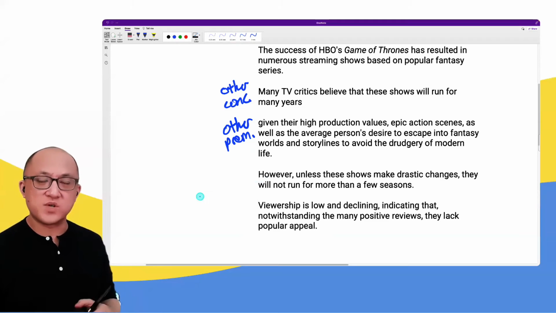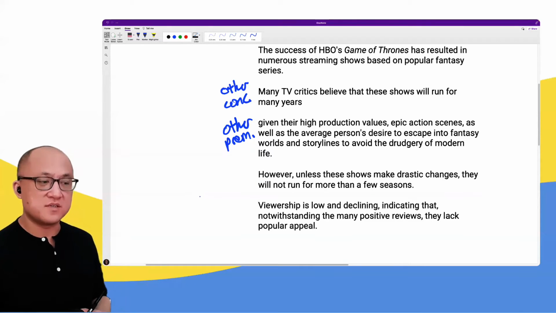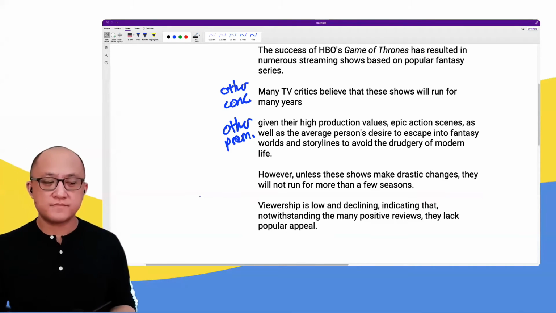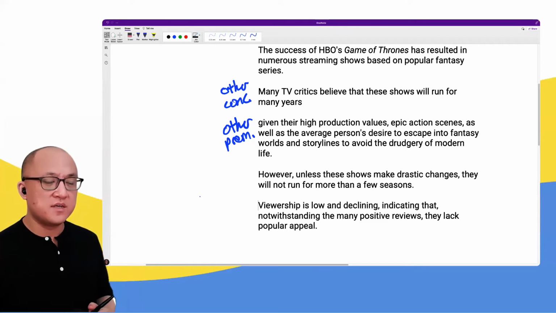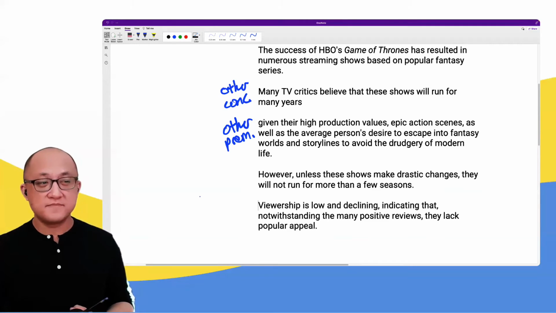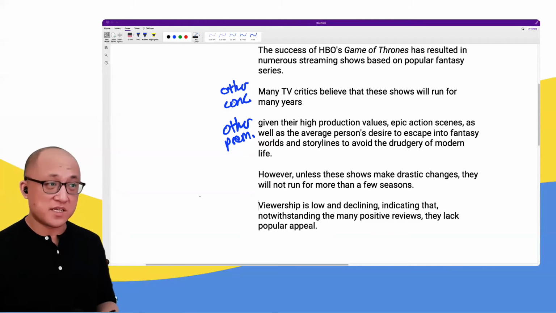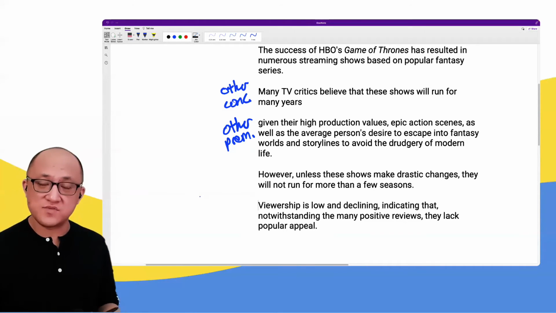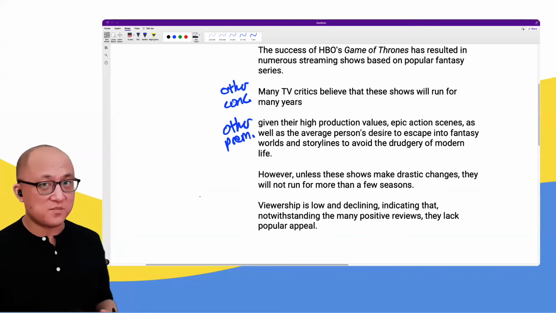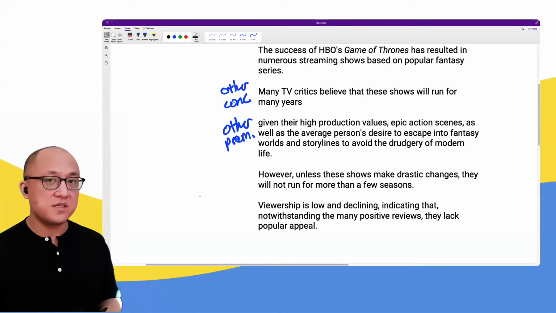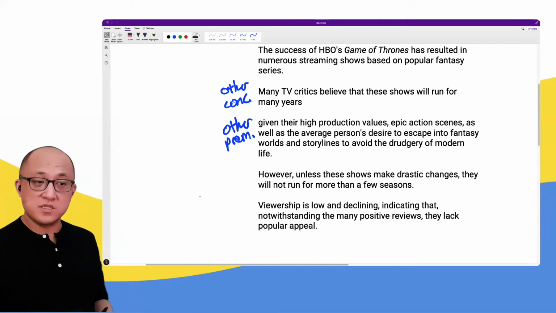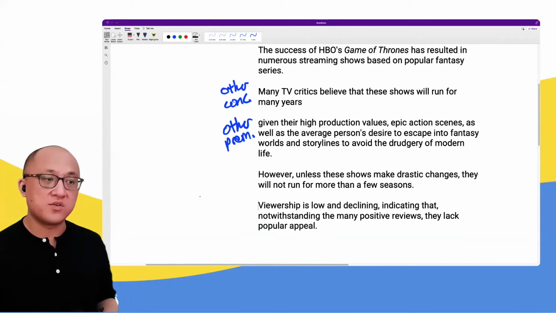Unless these shows make drastic changes, they will not run for more than a few seasons. So, I mean, it sounds like an opinion about something. It actually sounds like a rejection, kind of a rejection of the other critic's view. So I'm already thinking probably a conclusion of some kind. Do we get a reason for how we know or why the author thinks they won't run for more than a few seasons unless they change a lot?